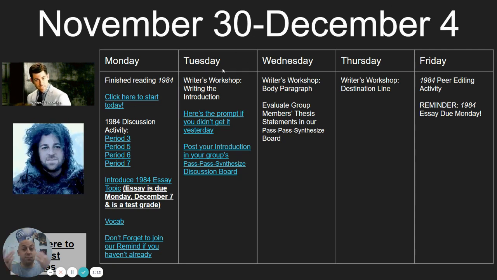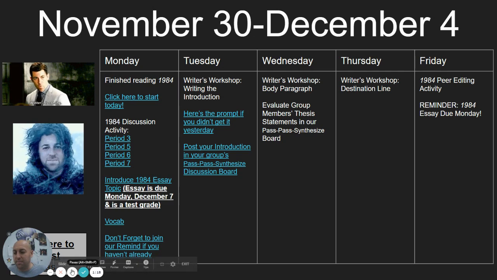So first, we'll refer to my agenda here. Yours, if you're in Miss Appleby's class, will look a little bit different, but not all that much. You're going to notice the first thing up here says writing the introduction. We are writing our introduction. Now, a couple of things about writing an introduction in a literary analysis essay, or generally an AP essay.